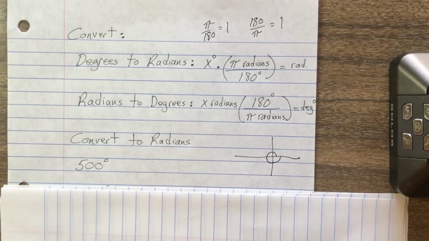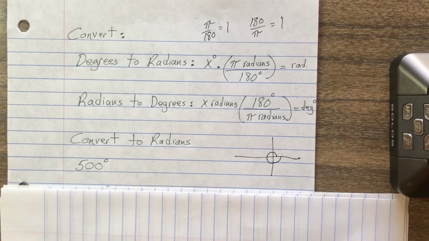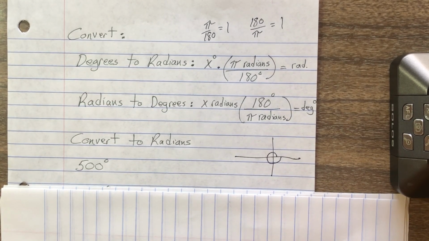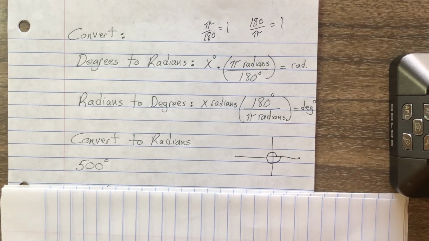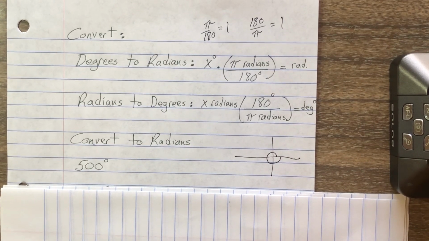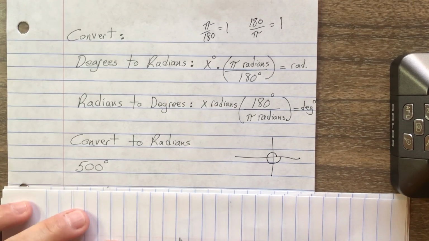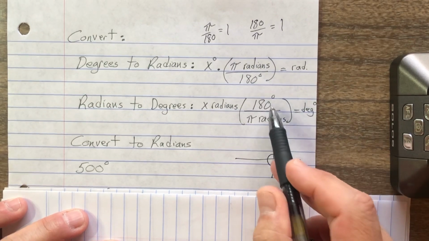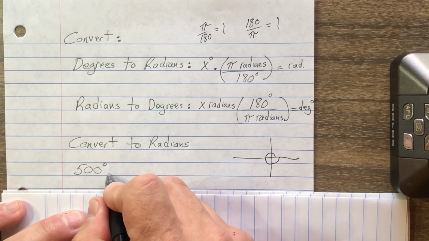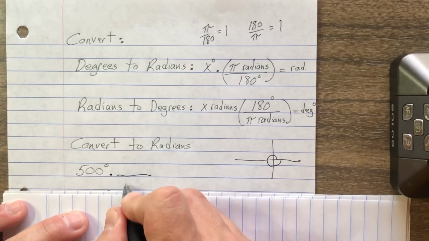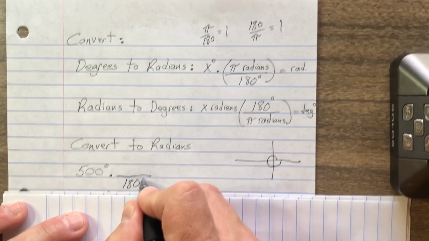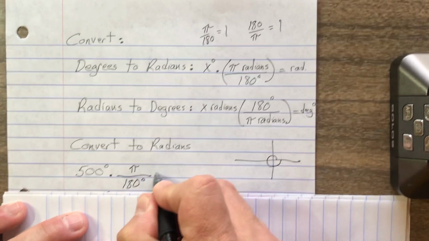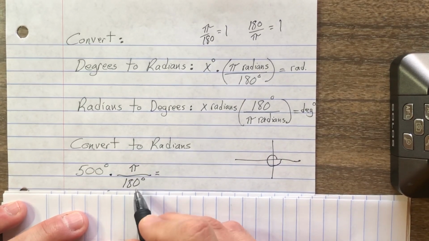Those of you who are skateboarders know you can do a lot more than 360. You can do a 540 or a 720 and so on. So, of course, you can have angles that are more than 360. The way you do this is you just choose whether you're multiplying by radians over degrees or degrees over radians. Since we have degrees up here, that means we want degrees in the denominator. So you're going to multiply by 500 times pi over 180.